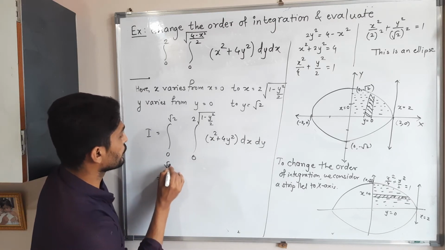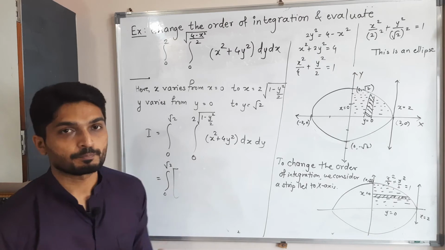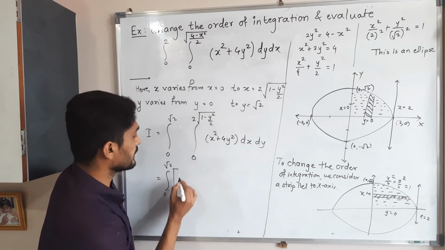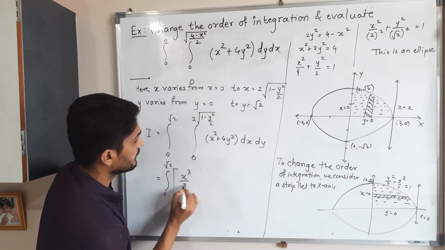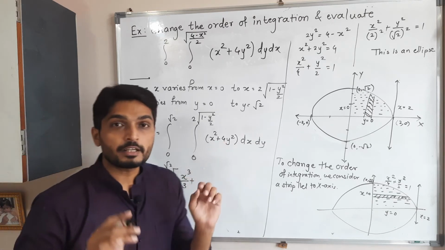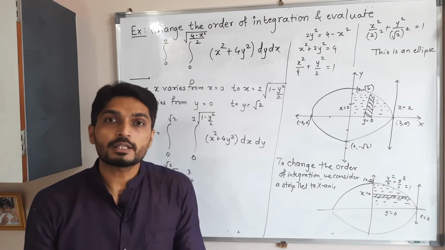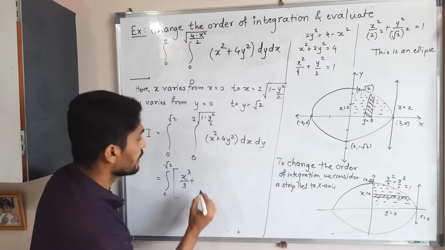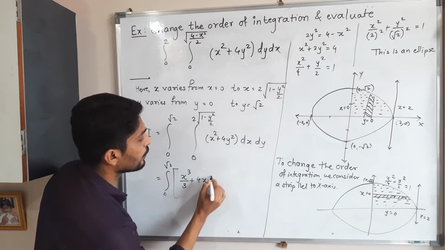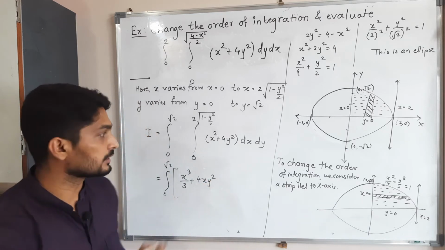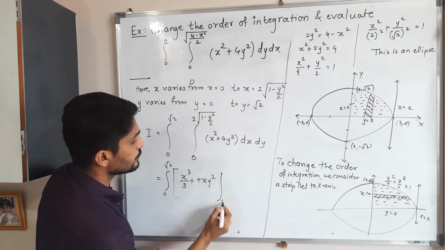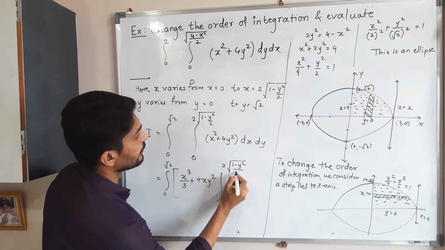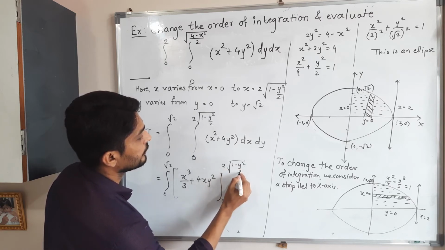Integration 0 to root 2. See, we are integrating with respect to x. What is the integration of x square? It is x cube by 3. When you integrate 4y square, 4y square is a constant since we are integrating with respect to x. So its integration is just x there, 4xy square. Since 4y square is a constant, simply x we have to add there. So 0 to 2 root 1 minus y square by 2.